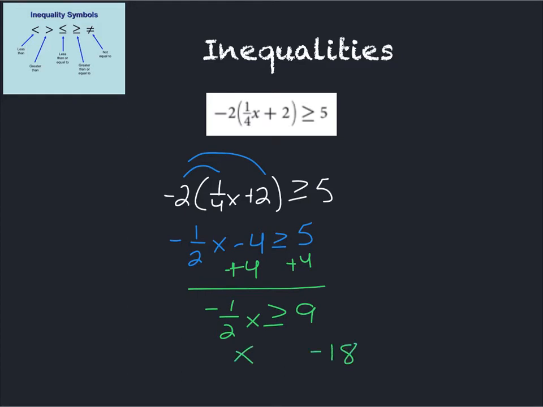And we're going to talk a lot about this in class, but this is the only real difference when we're solving these inequalities versus an equation. When you solve an inequality and you multiply or divide both sides by a negative number, you have to flip the inequality symbol. So instead of it being x is greater than or equal to -18, it would be x is less than or equal to -18.